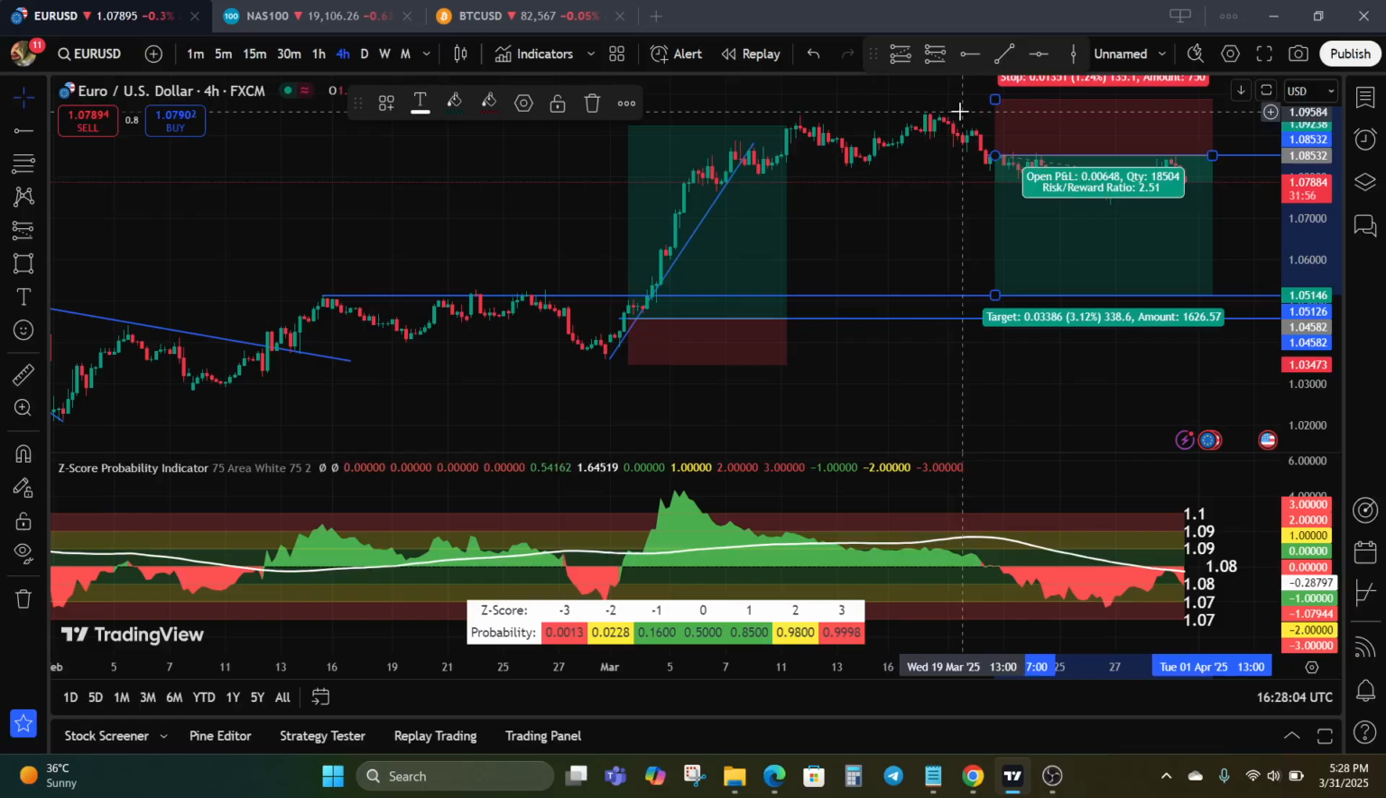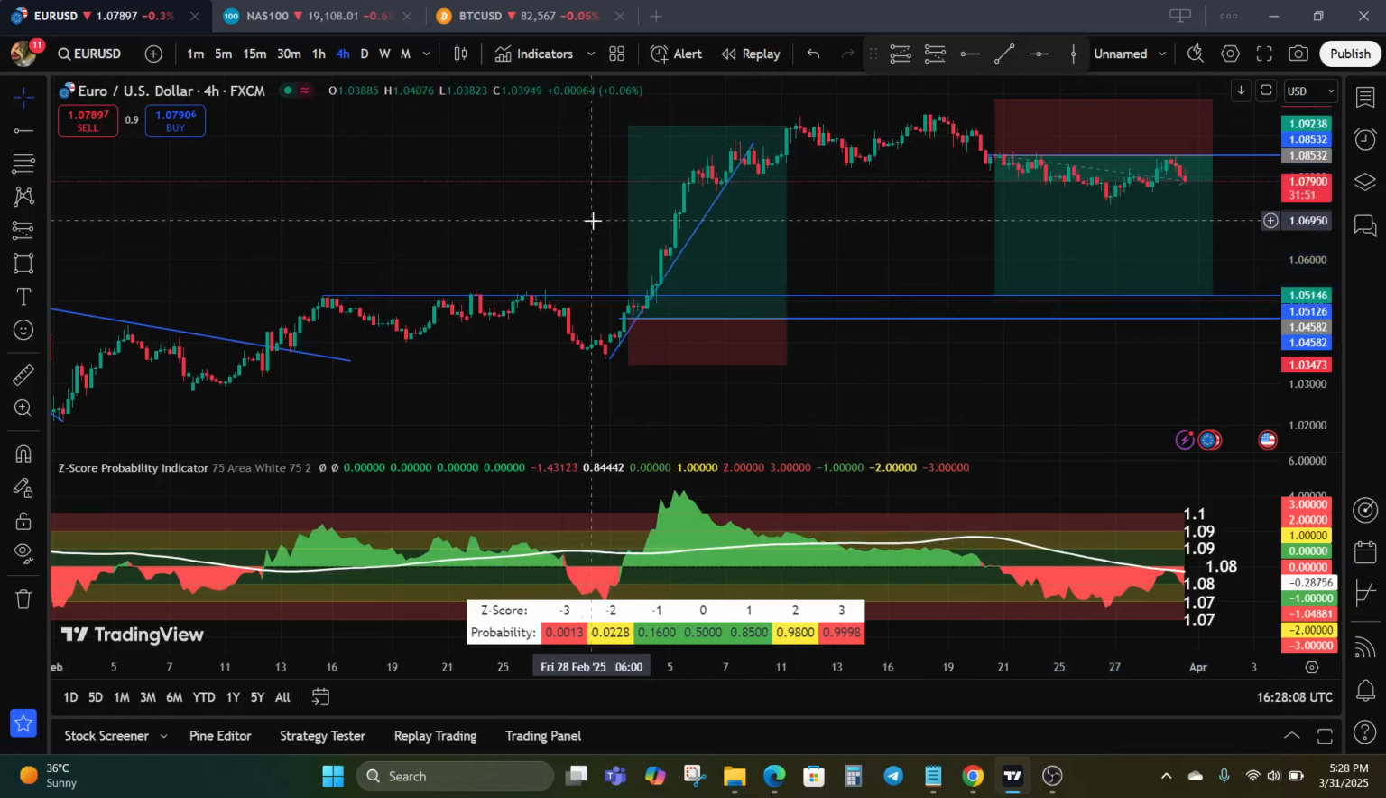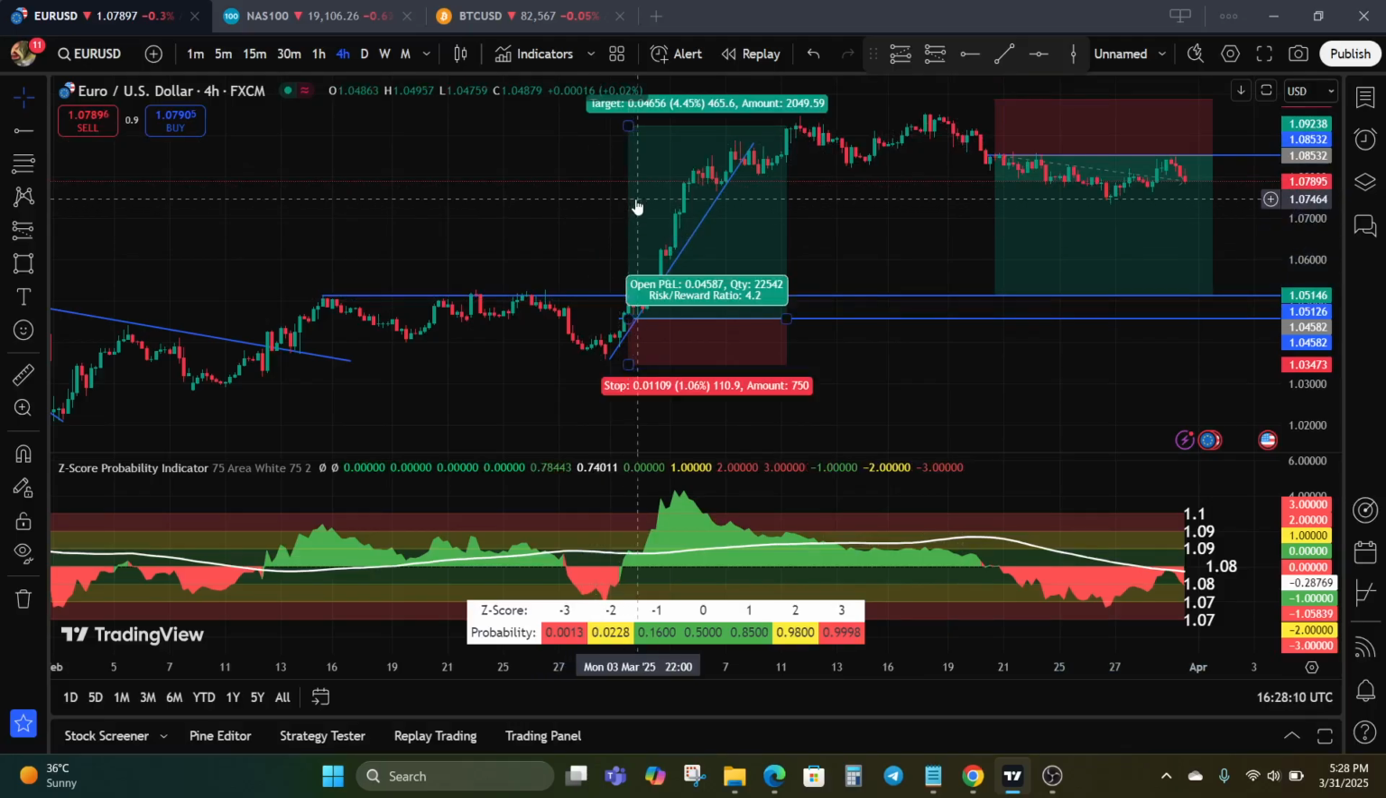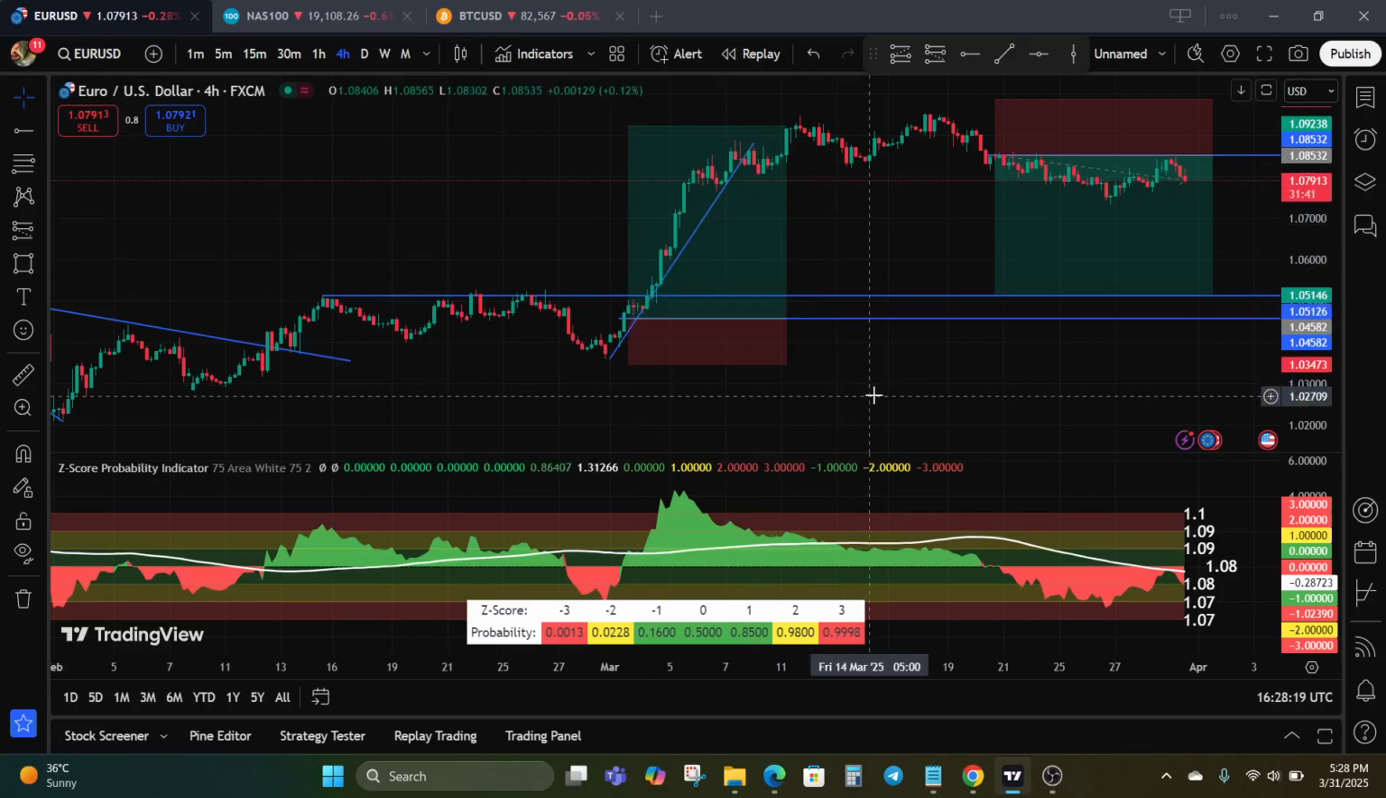And then trade with the higher time frame trend. Trade in the direction of the higher time frame trend for stronger signals. It is important. And adjust your position size to avoid over leveraging.